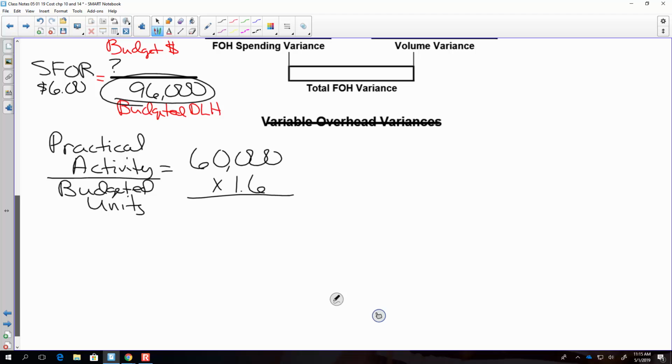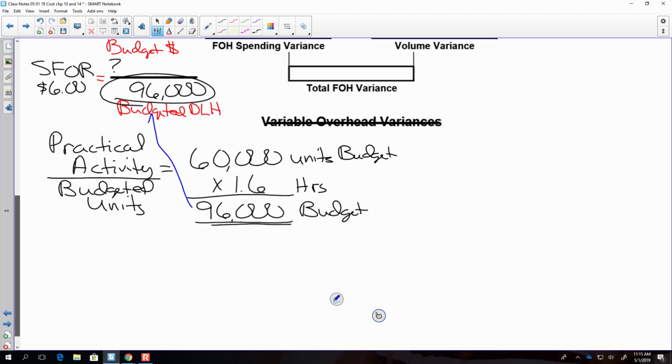Does everybody see where I'm getting the 60, why we're using it? 60,000 units were practical activity. That's what we think we can make, is 60,000 units. So I'm converting the units, this is a budget number, to hours by multiplying by the 1.6. And Tom's exactly right. Our budgeted hours for this period is our bottom number.